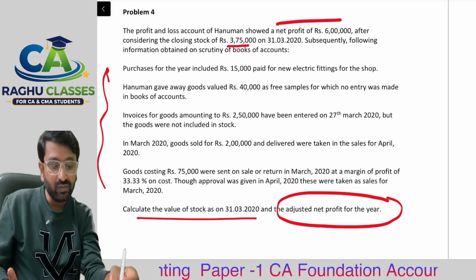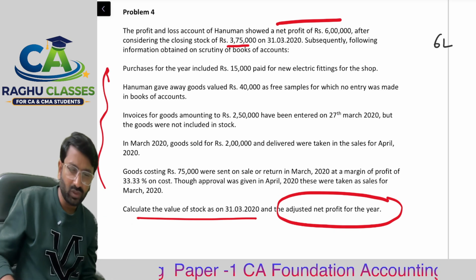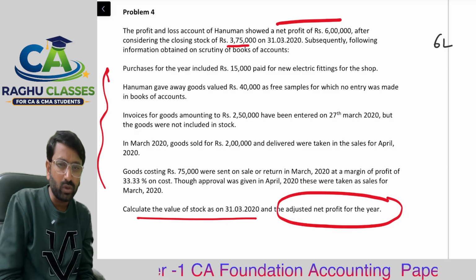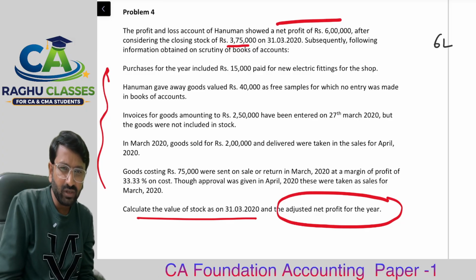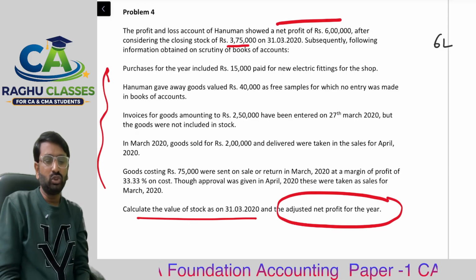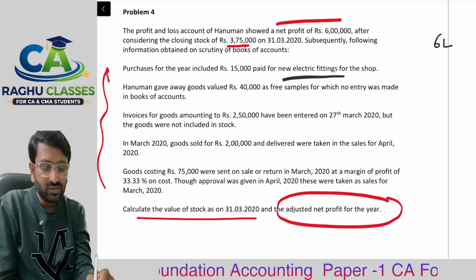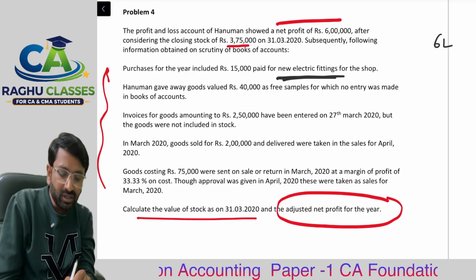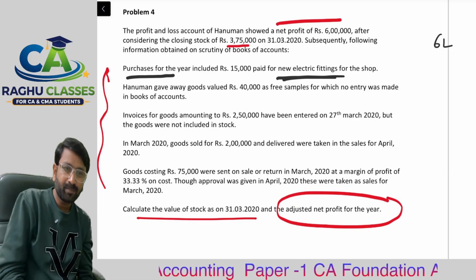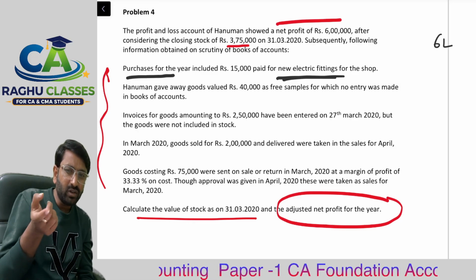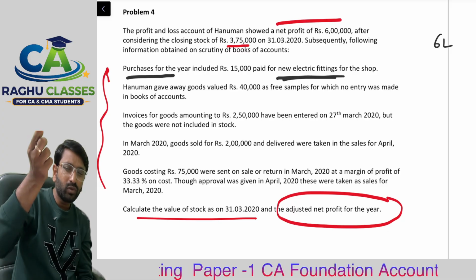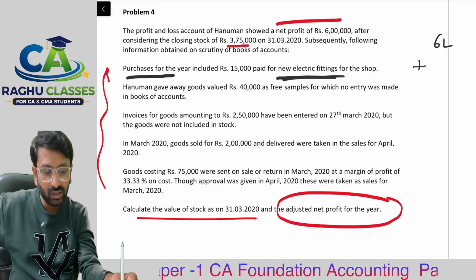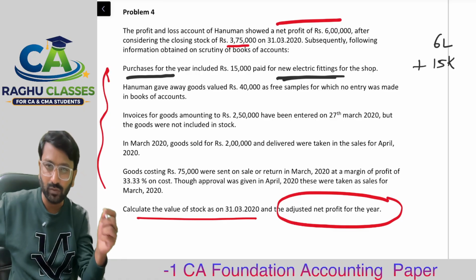What is the net profit given in the question? 6 lakh. Now let us take them one by one. Purchase for the year include 15,000 paid for electrical fittings. So when you purchase electrical fittings, it's a capital expenditure. We should go to balance sheet. But they have included it in the purchase. Because of that, your purchase has gone up, your profit would have come down. So what should I do to rectify? I will add back this 15,000.